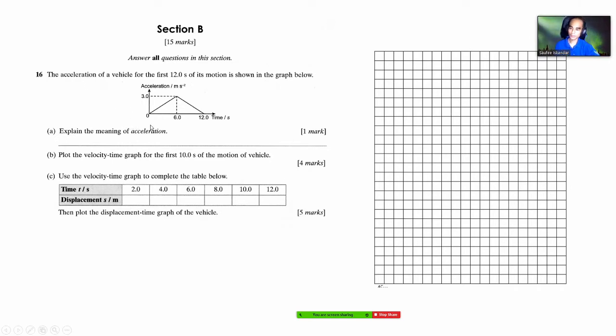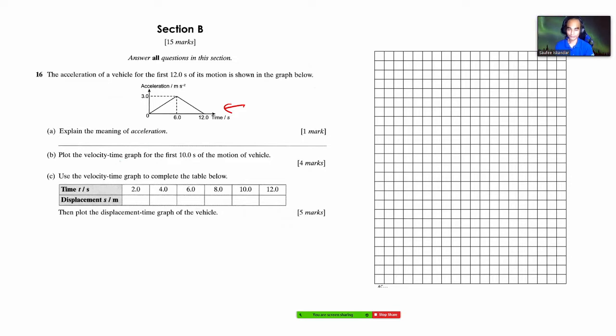What is the meaning of acceleration? Okay, we have a graph over here. First one, and then 16a: explain the meaning of acceleration, 1 mark. So what's the meaning of acceleration? Who knows? Very basic thing.